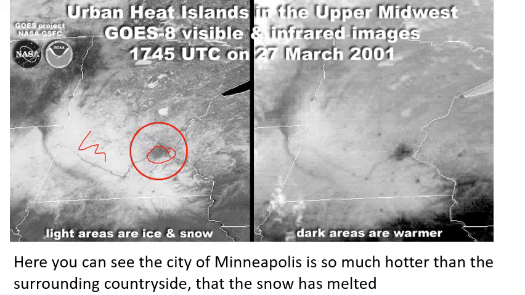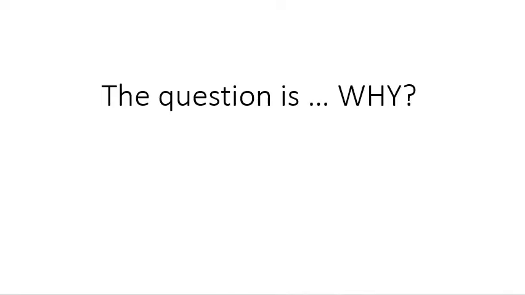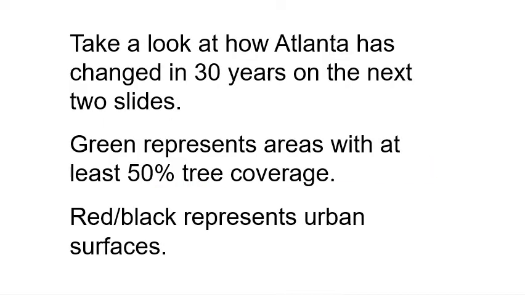And you can actually see that on this satellite map. Here we are, city of Atlanta. Here we are, 65 in Atlanta. You'll notice all of these other temperatures around the city are all cooler than the downtown city because cities are hotter than the countryside around them. But the question is why? What's different about the suburbs versus the city?